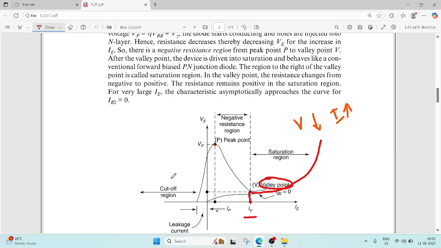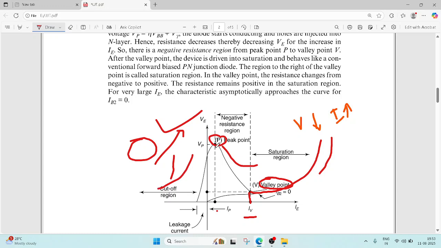So this is called the leakage current region. This is called the negative resistance region. This is called the saturation region. So three types of region are available in the UJT. Here there is no current theoretically, but practically a small amount of current flows. That current is called leakage current. After that, once the peak point is achieved, the diode becomes forward biased. In this region the diode is reverse biased. Once the peak point comes, the diode is forward biased, so current increases and voltage decreases. This region is called the negative resistance region.